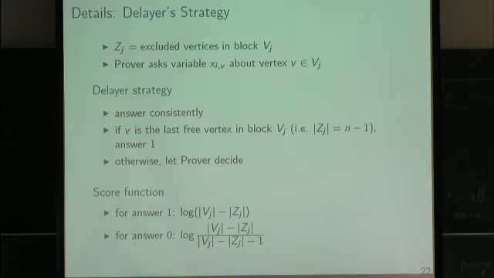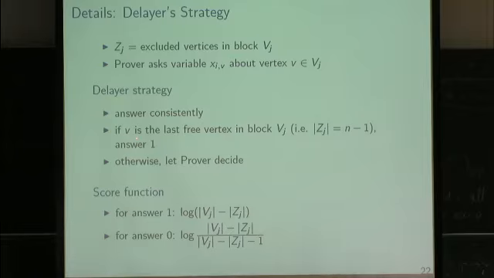Now some details on the delayer strategy. Let's denote by Zj the excluded vertices in block Vj, and we are asking about vertex v in Vj. I told you already we answer consistently, and if v is the last vertex, meaning that this cardinality goes up to n-1, we answer 1, otherwise the prover makes the choice.